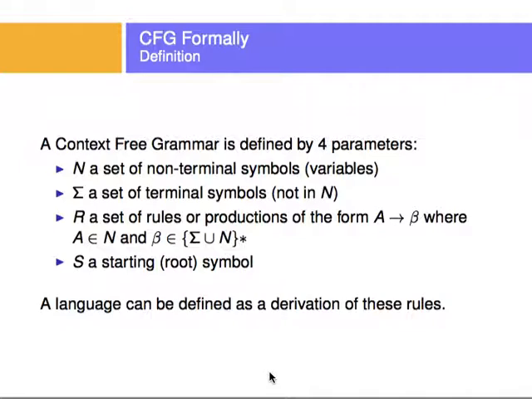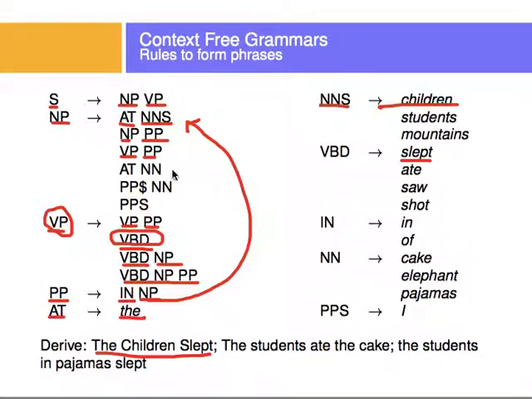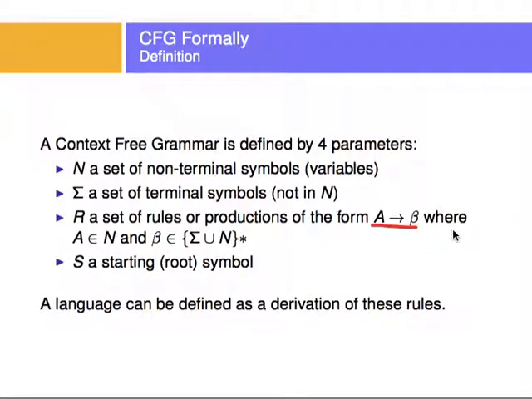R is a set of rules or productions of the form A goes to beta. All the rules are like this. Like let's look at the rules before. A rule, arrow, and goes to some other set of symbols. Here's the key, though. The first part of the rule has to be part of the non-terminal symbols. And the second part of the rule can be any string of any length with any symbols either in N or Sigma. And we will have an S, which is a starting symbol, or the root symbol. And a language can be defined as a derivation of these rules.